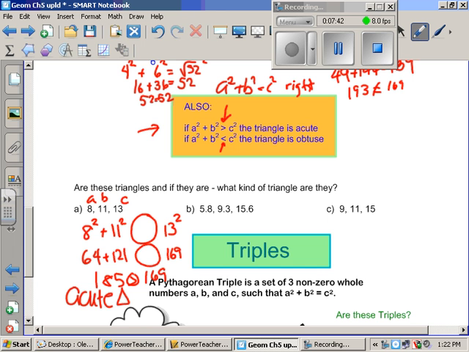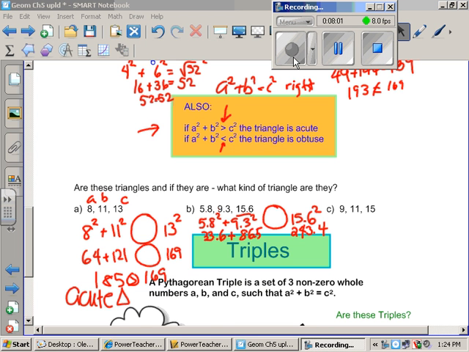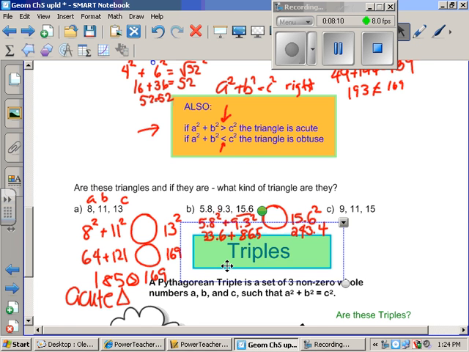Then this one, since 15.6 is the longest side, that's C. So it's 5.8 squared plus 9.3 squared, and I don't know if it's going to be greater than, less than, or equal to 15.6 squared. When I square those, I get 33.6 plus 86.5 equals 243.4. If I add these two together, that gives me 120, and that is less than 243. So that must mean this is an obtuse triangle.